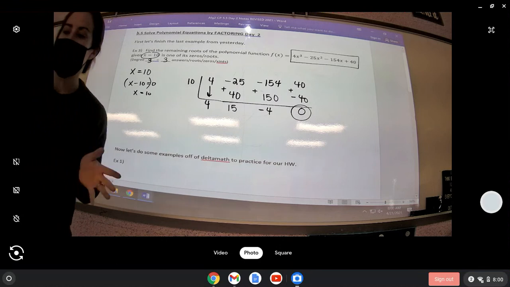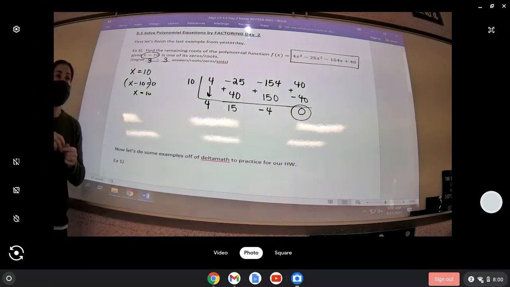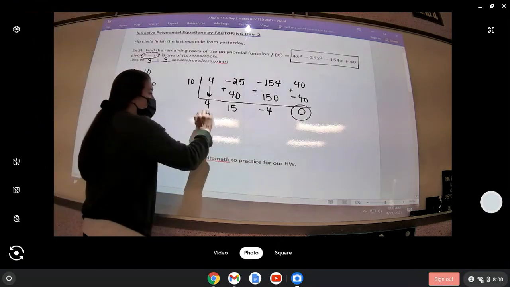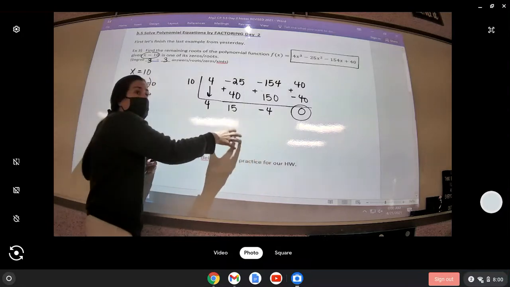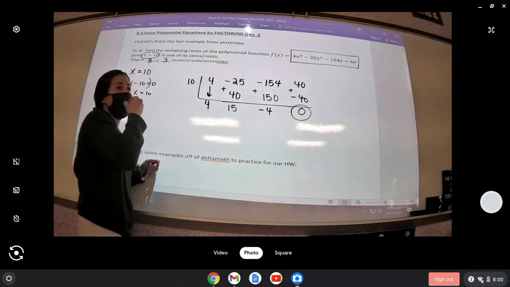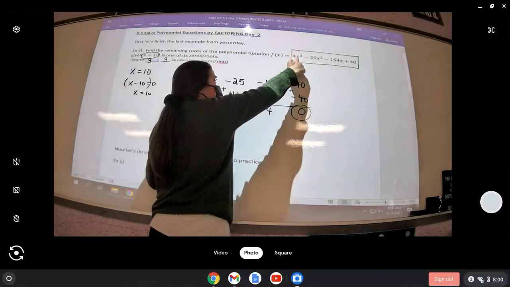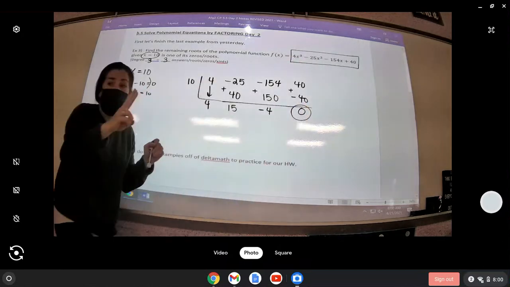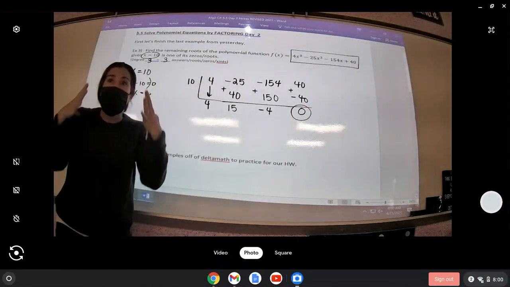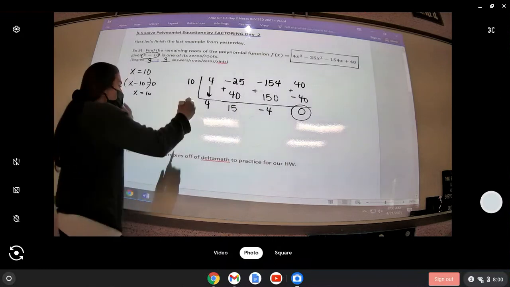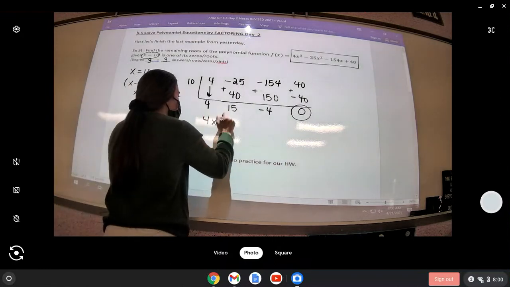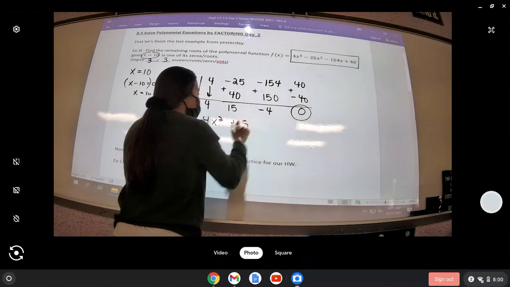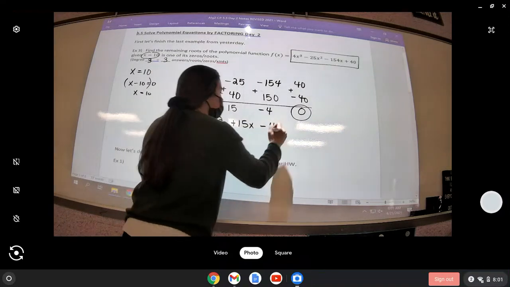Okay, I definitely got my remainder of 0. So now the synthetic division leaves me the coefficients to a new polynomial that is 1 degree less than the original. So guys, if this is an x to the third, now we're left with a degree 2, a quadratic, our baby. We want to get to a quadratic. So that's a 4x squared, a positive 15x, a minus 4.